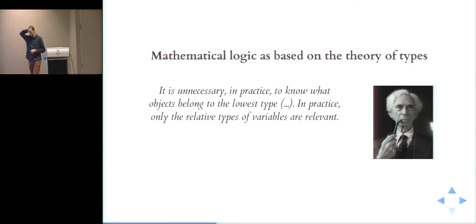The other interesting thing here is that Bertrand Russell actually says it's unnecessary to know what objects belong to the lowest type. In practice, only the relative types are relevant. So you don't need to know what a type is specifically. You don't have to interpret it as anything concrete. You just care about the relative structure. And we as programmers really care about the specific types as well. It's really important to know that something is int, something is string, and what that means.